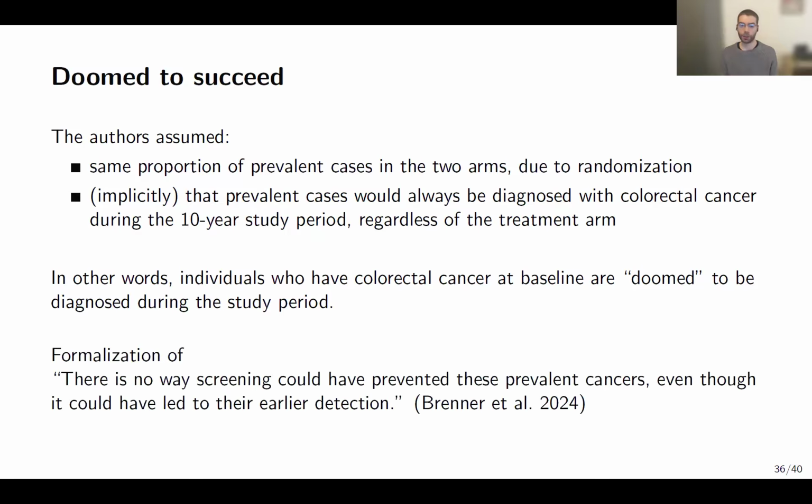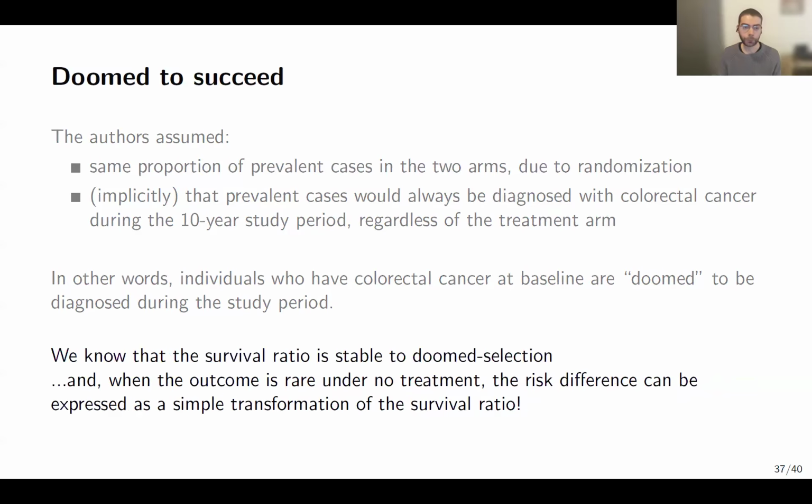And this is a formalization of, for example, this statement that Brenner and colleagues made in another paper, where they say there is no way screening could have prevented these prevalent cancers, even though it could have led to their earlier detection. So they imagine that a prevalent cancer would be diagnosed anyway at some point, and the only difference is that if you are in the screening arm, you will be diagnosed immediately. If you are not in the screening arm, you will be diagnosed at some point during these 10 years.